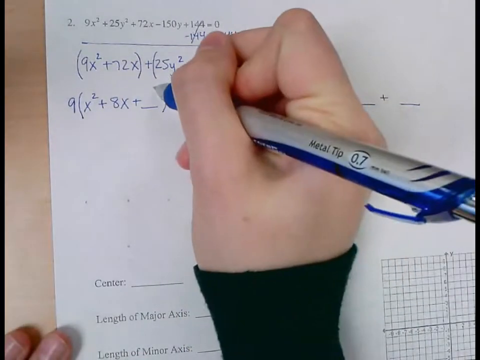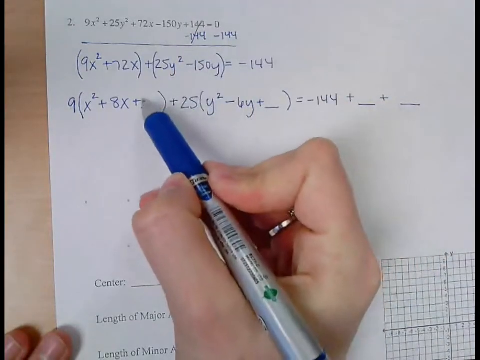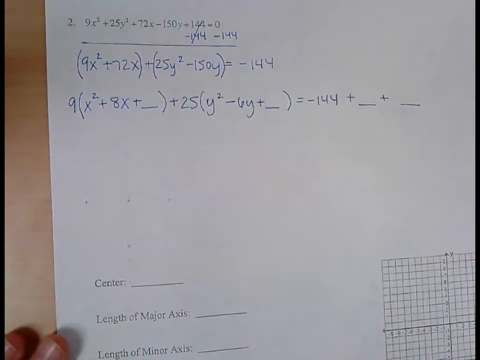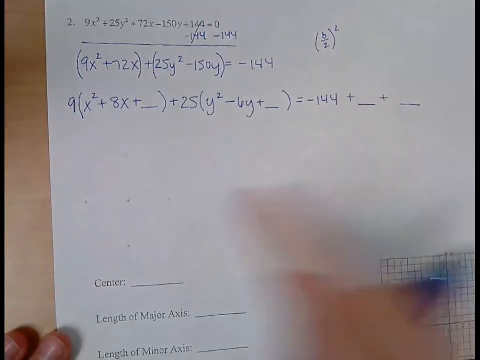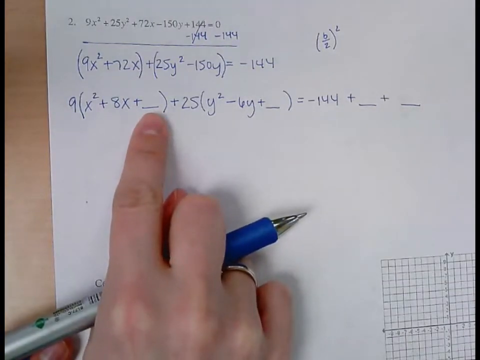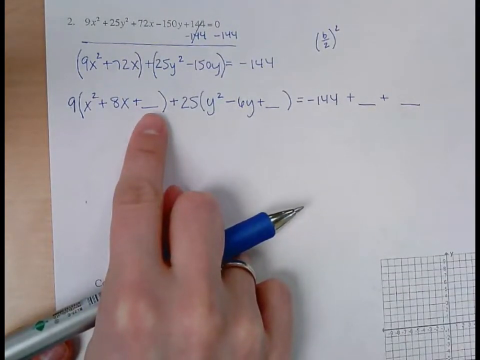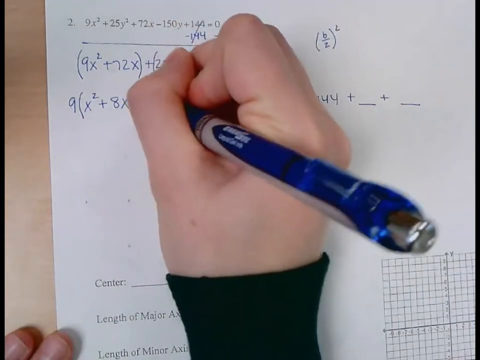So what value would I have to complete the square for x? Or how do I find it? Yep, b divided by 2 squared. So for the x's, 8 divided by 2 is 4. 4 squared is 16.